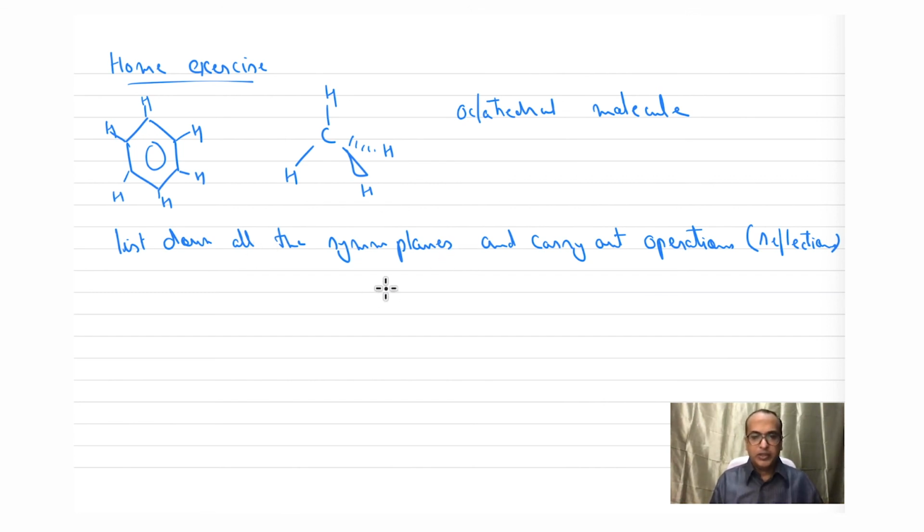So we have finished three symmetry elements: E, Cn or Cnm, and sigma. Right? So we are left with inversion and Sn. These two will be taken up in the next lecture. Okay, so that's all for today.